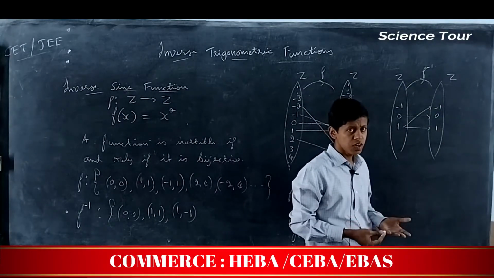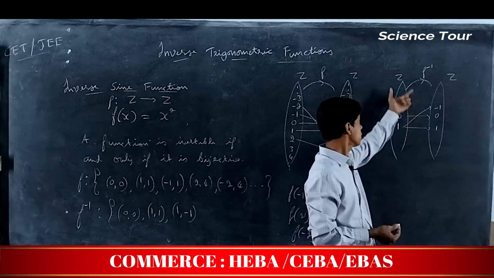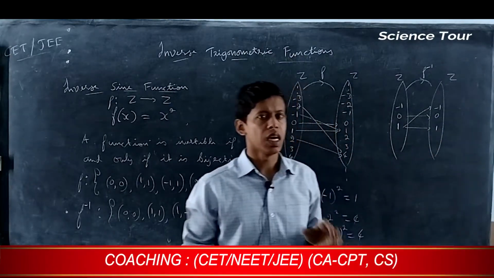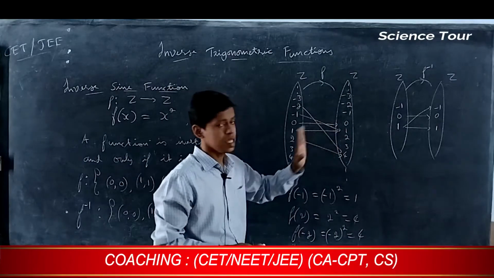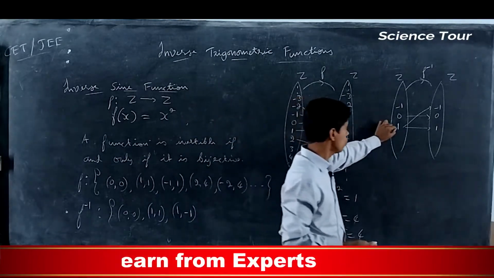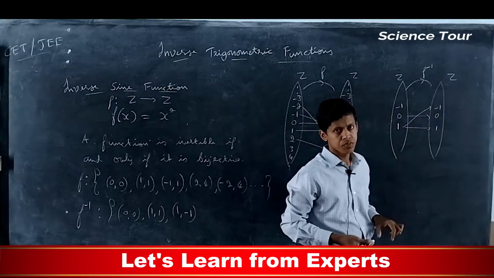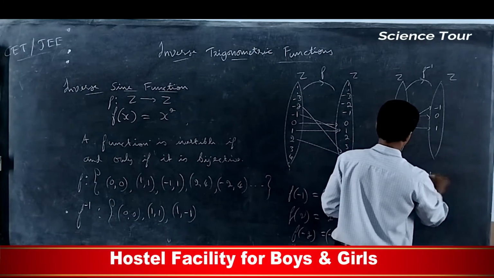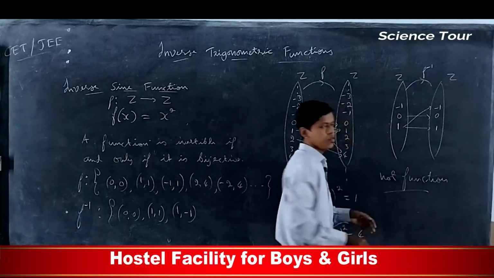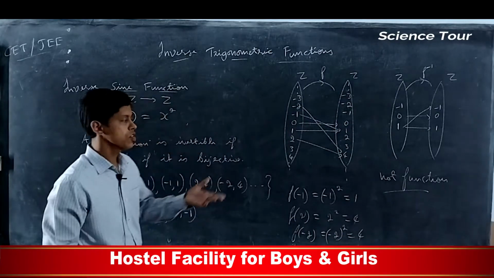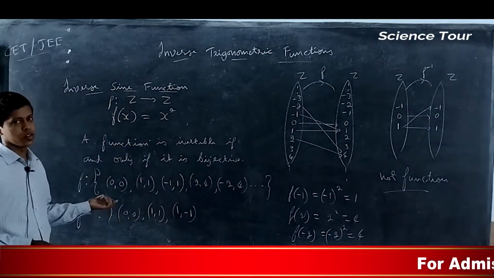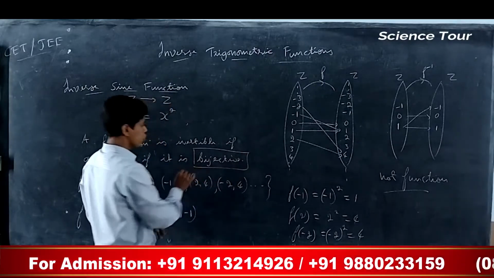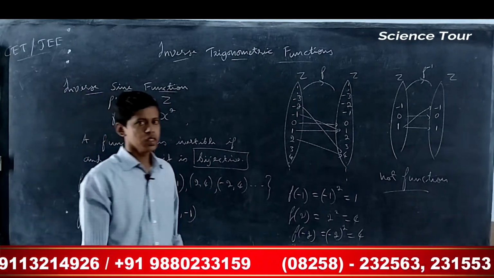What is the definition of a function? Every element of the domain has one and only one image, a unique image. Now the element 1 has more than one image, so this is not a function at all. If it is not a function, how can it be an inverse function? It cannot be. So when will the inverse exist? Only if it is bijective, that is, both one-one and onto.